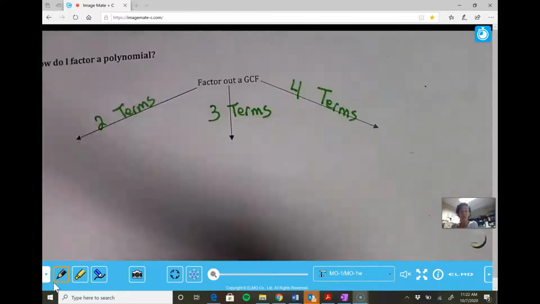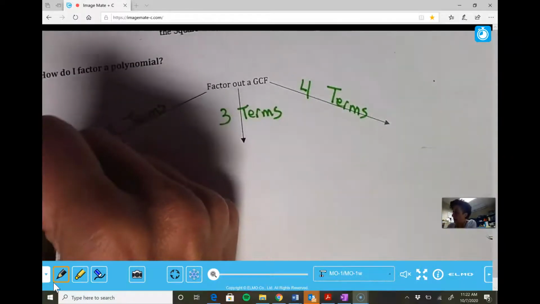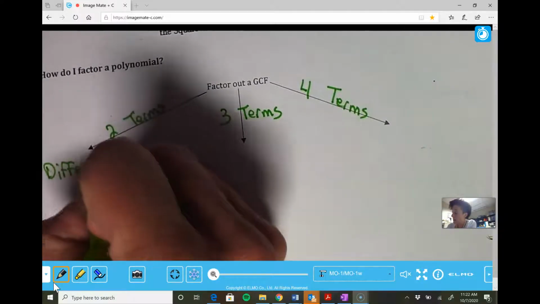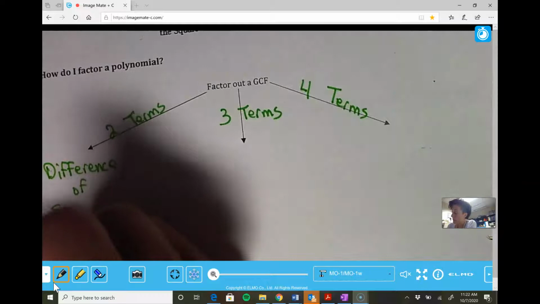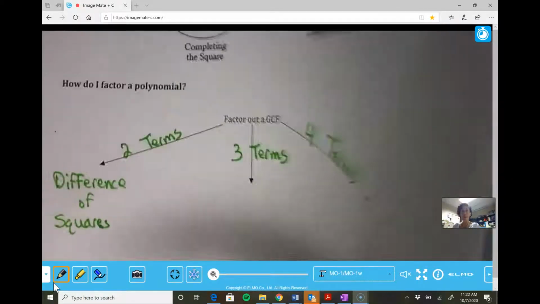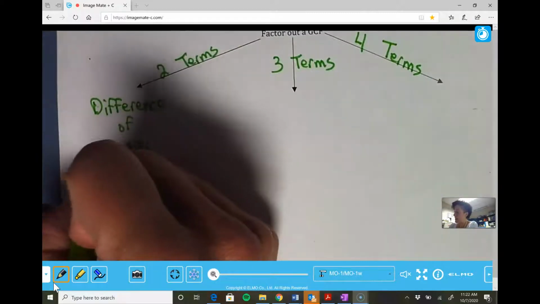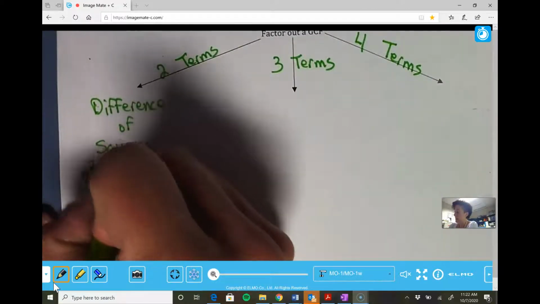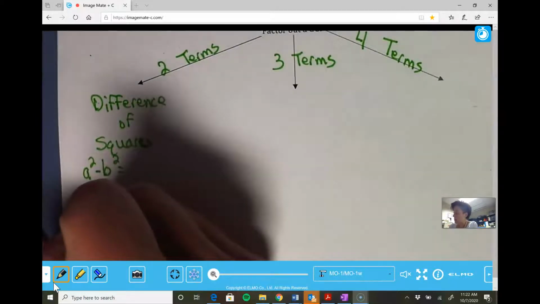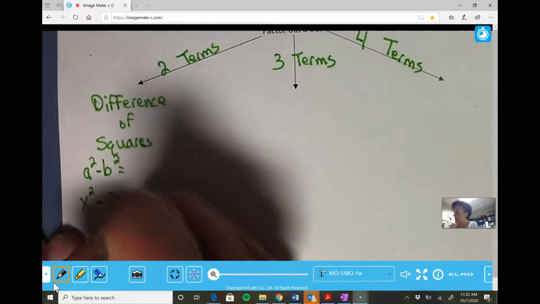So if you have 2 terms, we're going to use, if it's possible, what's known as a difference of squares. There is the more formal definition of it, and it just says this. And I'll explain it to you with an example instead. So we're going to choose x squared minus 25.